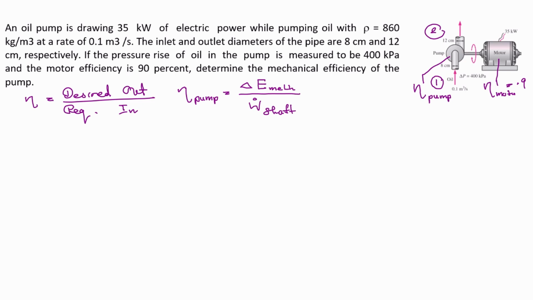Similarly, the efficiency of the motor can be defined as the shaft work output divided by the electrical work input. The electrical work is the input to the motor, which is 35 kilowatts, while the shaft work is the same as the shaft work used in the efficiency equation for the pump.